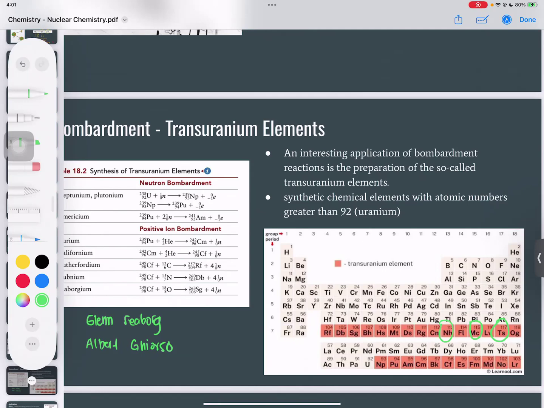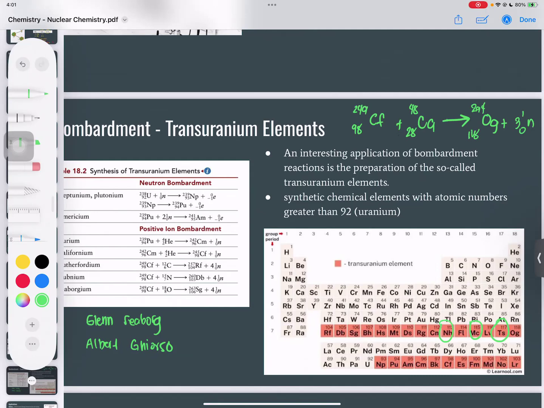So, their problem was how to synthesize it. They synthesized it through the collision of Cf-249 and Ca-48, which produced element number 118 through the release of 3 neutrons. So these are just some applications.